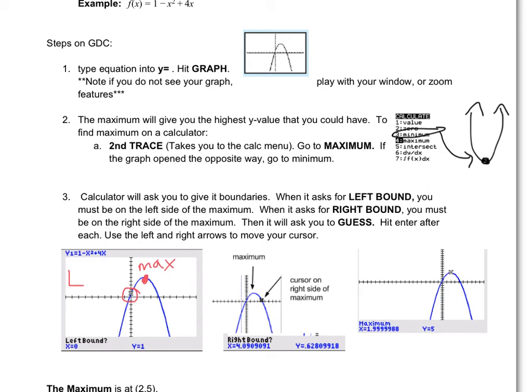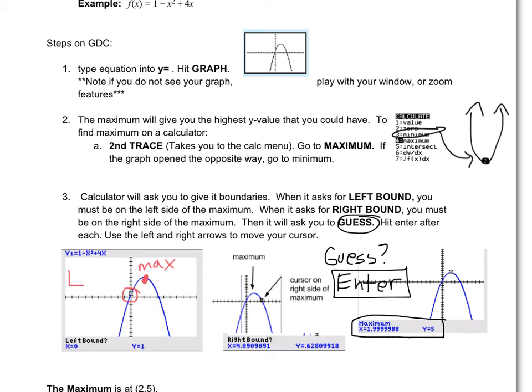After you do that, all you hit is enter as long as your cursor's on the left. Then it will ask for the right bound, and you have to move your cursor to the right side of the maximum. And the same thing, you would hit enter after that. Then your calculator will ask you for a guess. I don't have the screen here, but you'll just hit enter. You don't have to guess yourself. And it will take you to the screen that has the maximum.